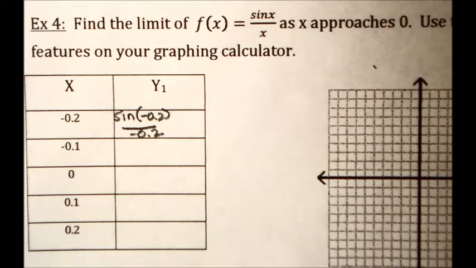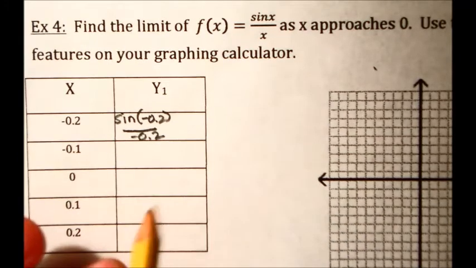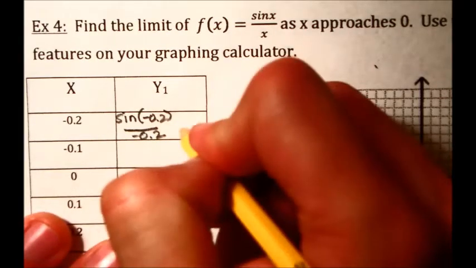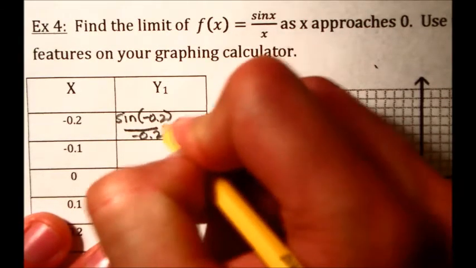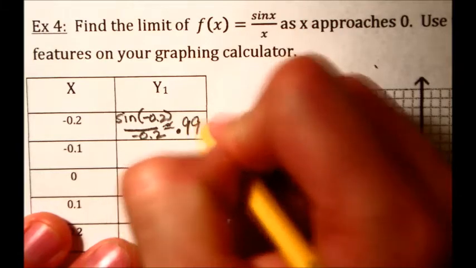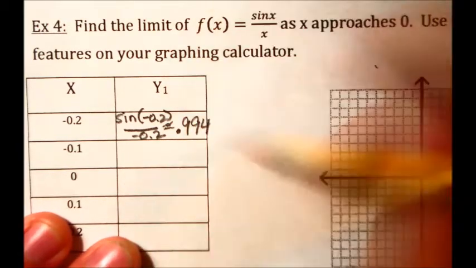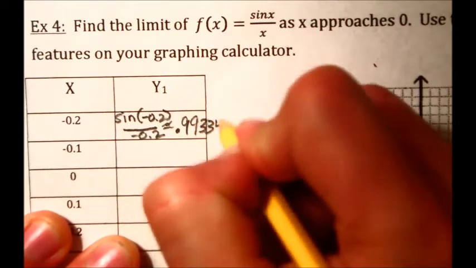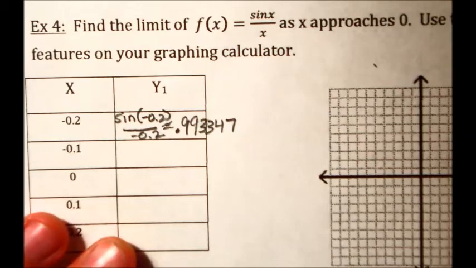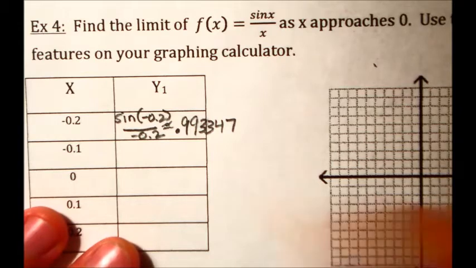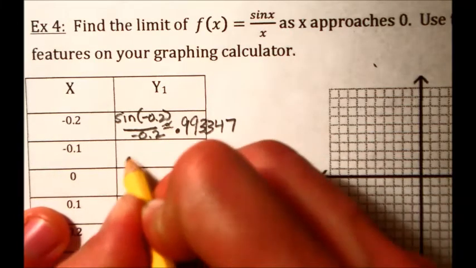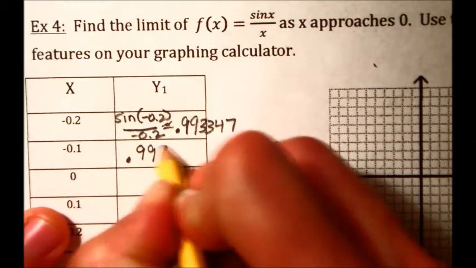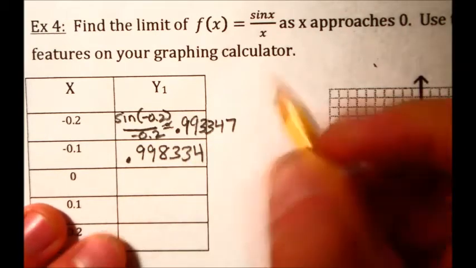I'm just calculating that. Alright, it's 0.993347. This is approximately 0.994 or 0.993347. Okay, good enough. For the next value, I plugged it in, and it's 0.998334.